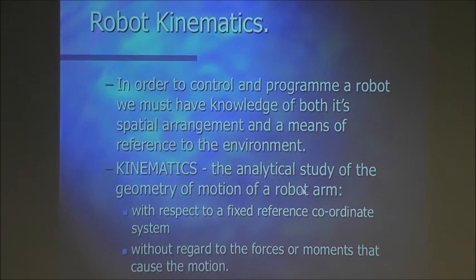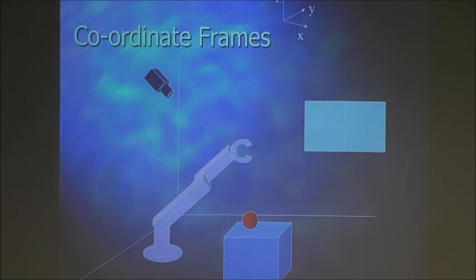Kinematics is the analytical study of the geometry of motion of a robot arm with respect to a fixed reference coordinate system, or without regard to the force or moments that cause the motion. So this is typical definition. Of course, all of these are on your Dropbox, by the way, and hopefully you have downloaded them for your own personal computer.